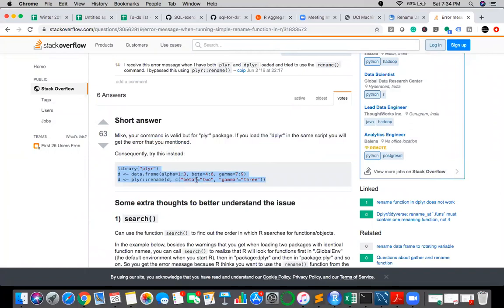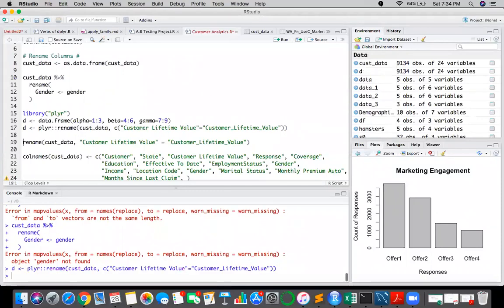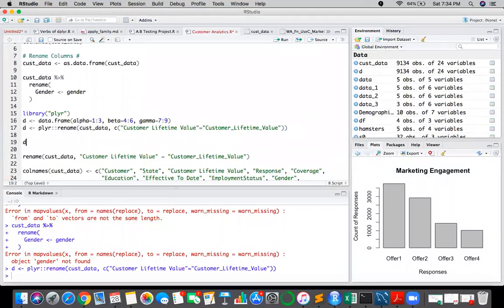plyr rename. Let's check if this works. We have our data. So data is our cust data, and I want to change customer lifetime to customer underscore. Yeah, so this is working, and hopefully this will work with column names.